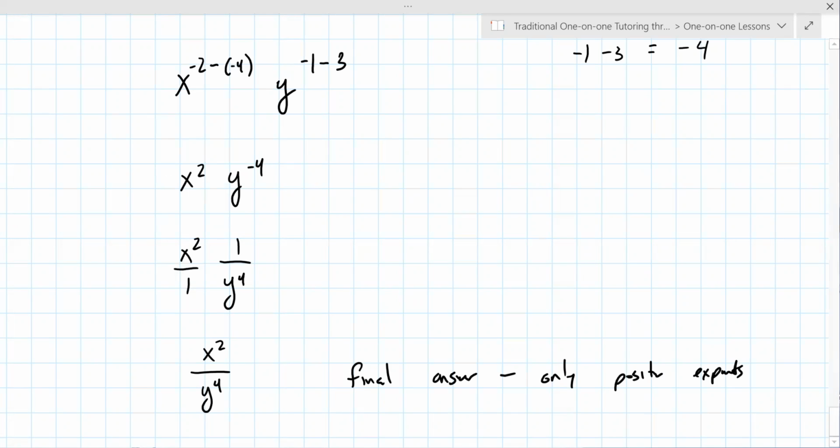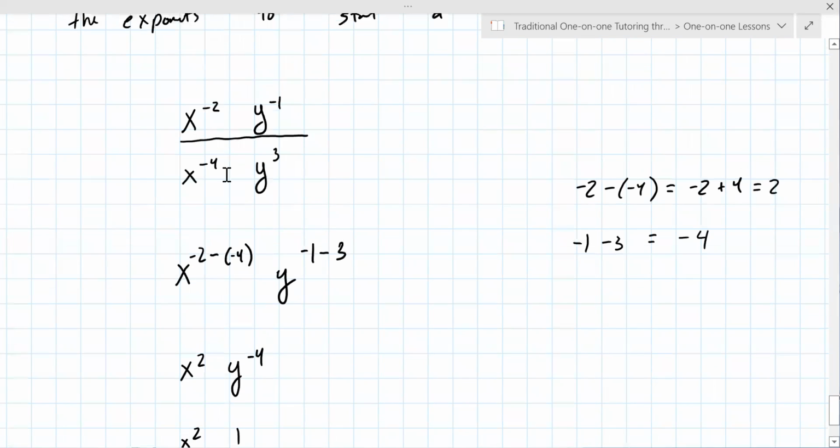You should never submit an answer on your test with negative exponents. They'll just look at it and mark it wrong. So don't do that. That's the whole point here. Now, how's your comfort level with the subtraction?